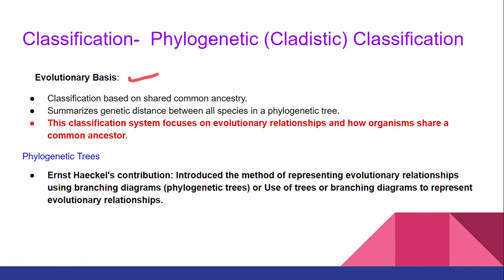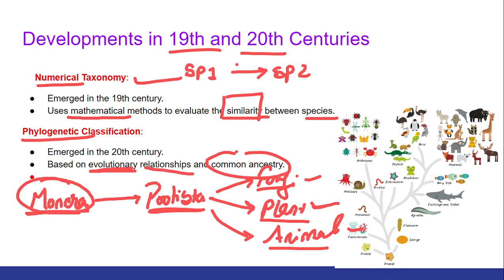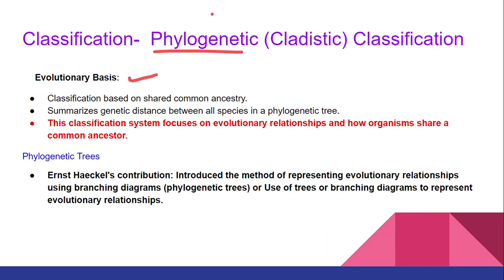Right? Now, evolutionary basis. Again, we are going to deal with the phylogenetic. How do we study? First is evolutionary relationship we have studied, and we have a common ancestor. Here you can see common ancestor is present, right? How do we study this? We have a phylogenetic tree.